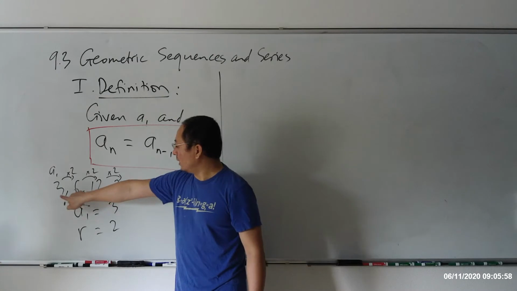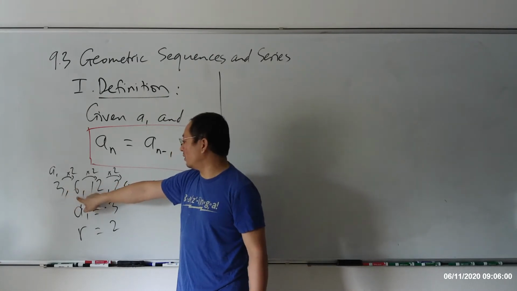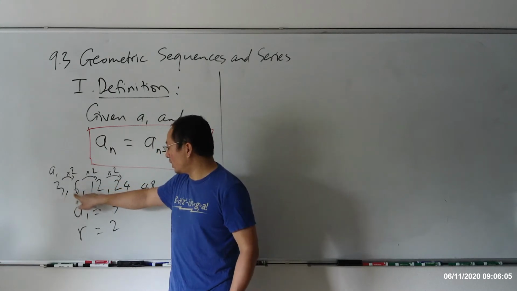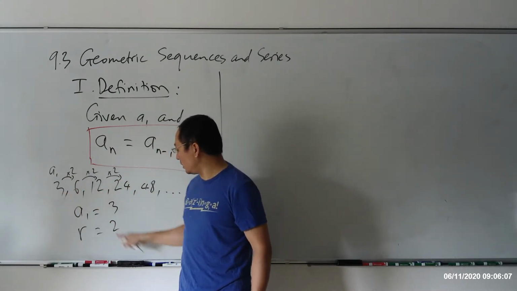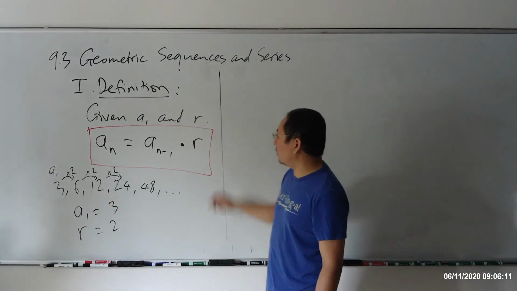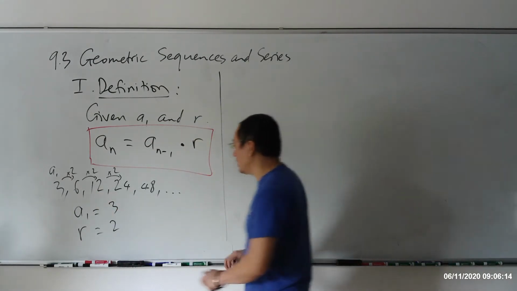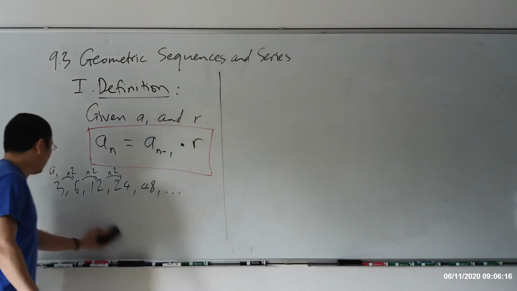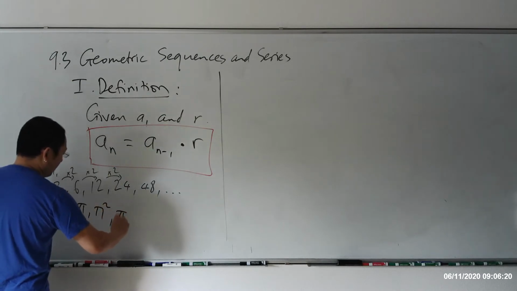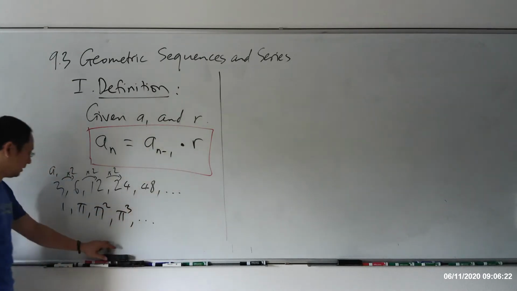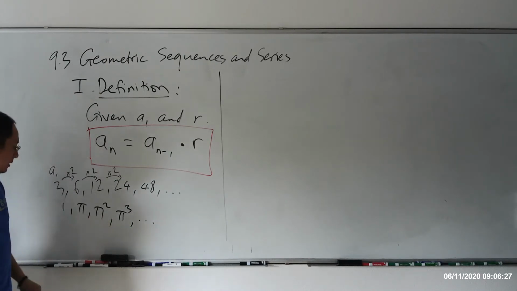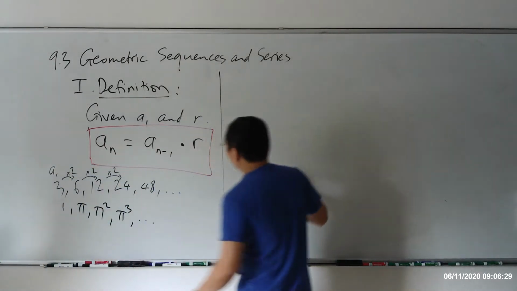You take the previous number times 2, you get the next number, right? In other words, you take the next number divided by the previous number, make a ratio. 6 over 3 is 2, 12 over 6 is 2, 24 over 12 is 2, so forth and so on. And R here could be any constant, could be 0, could be a decimal, could be a fraction. Okay? How about this? 1, pi, pi squared, pi cubed. 1 is the first term, and then the common ratio R is pi.